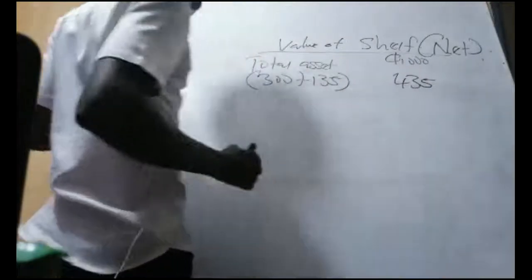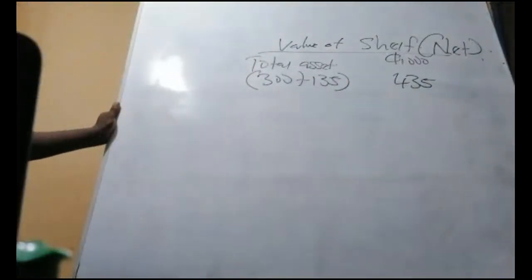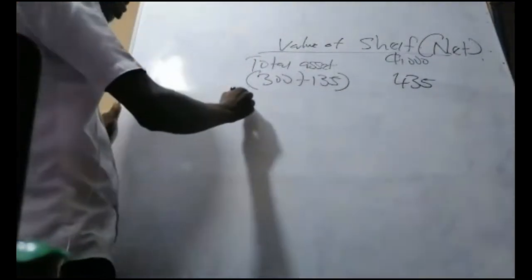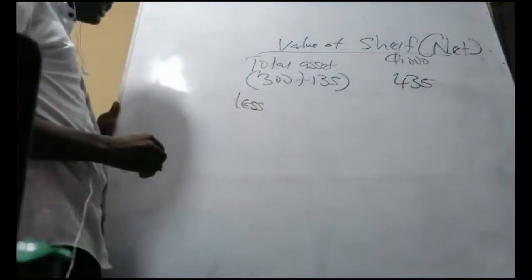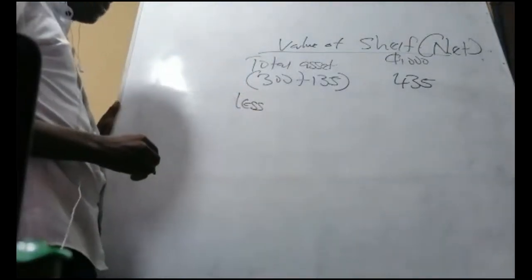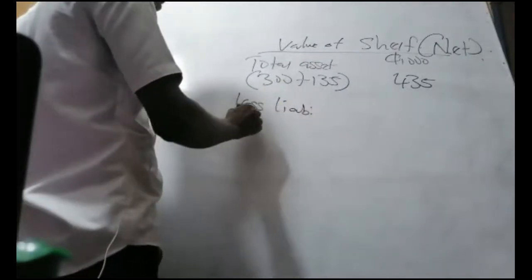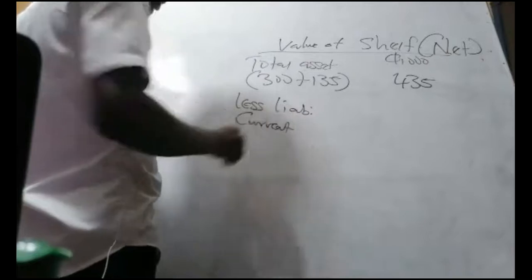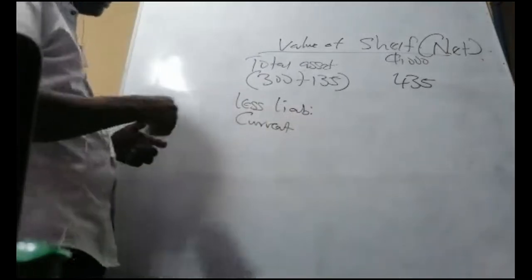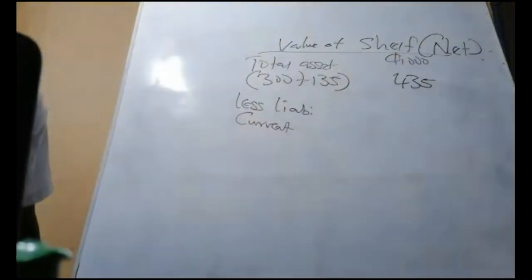435. And what again? Let's do all the liabilities. So the liabilities, you can probably talk about the current liability. What's the current liabilities? The current liability, can you give me figures?